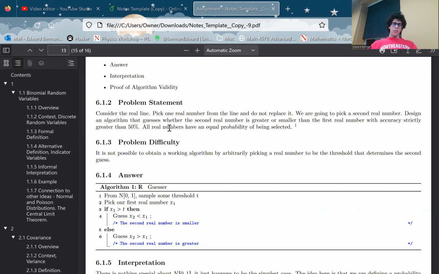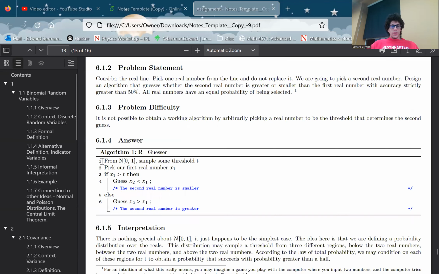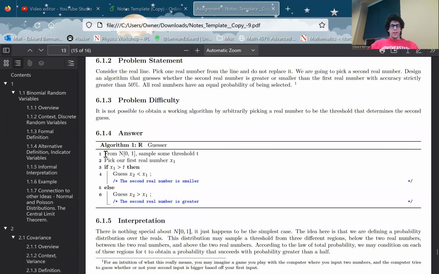This is a difficult problem to solve because it is impossible to obtain a working solution by picking a fixed threshold. What I mean by that is you may instinctively think of an algorithm where, okay, if the first real number that we pick is less than zero, pick greater. If it's greater than zero, pick smaller. But this does not work, and it does not work for any threshold. It doesn't work for zero or e or negative pi or 7, 6 or any real number that you can imagine. So this is the correct answer, or I should say a correct answer.